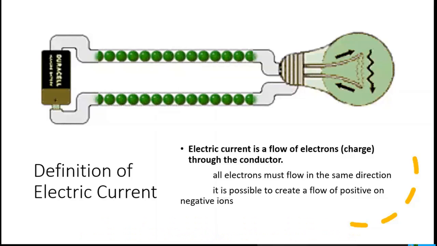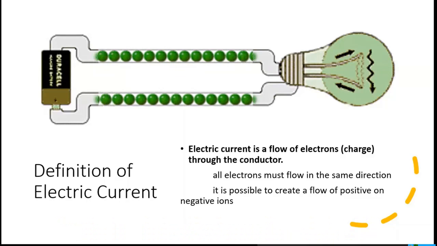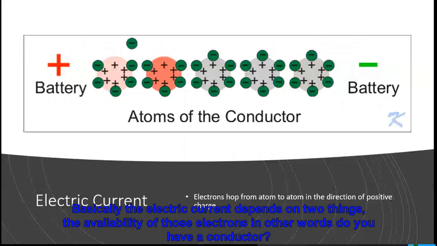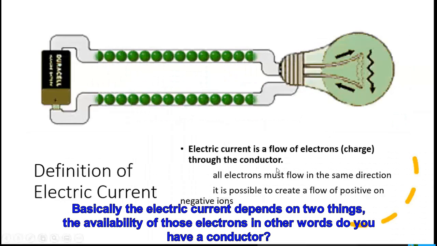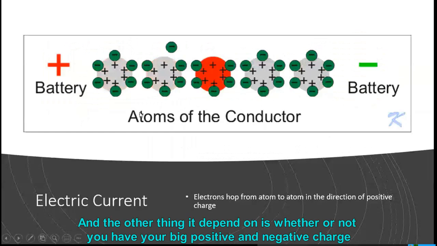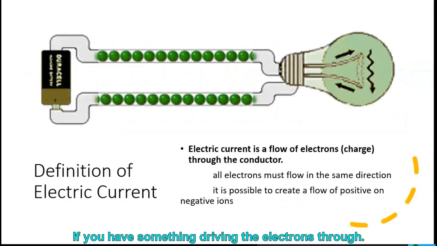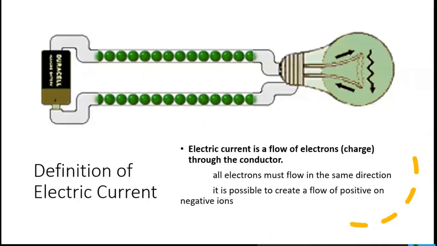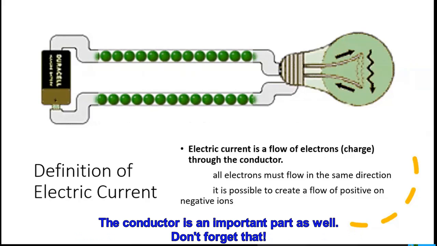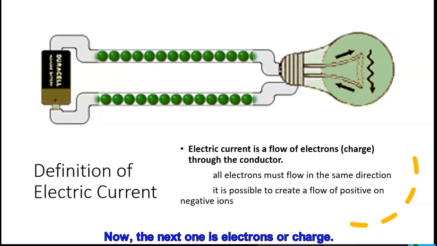The other important part is, of course, the conductor, right? If you don't have a conductor, you don't have a flow. Basically, the electric current depends on two things, right? The availability of those electrons. In other words, do you have a conductor, right? And the other thing it depends on is whether or not you have your big positive and negative charges, right? If you have something driving the electrons through. So the conductor is the important part as well. Don't forget that.